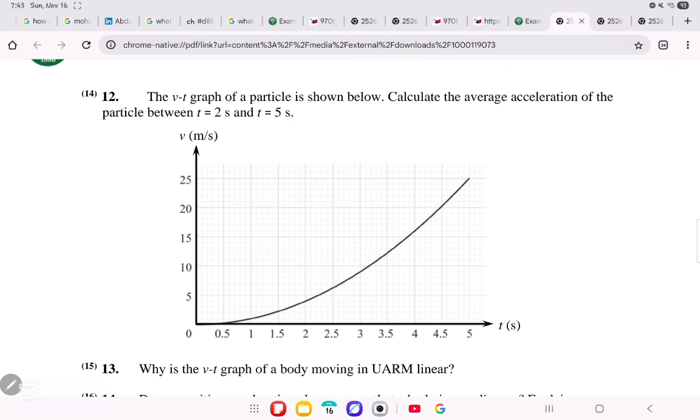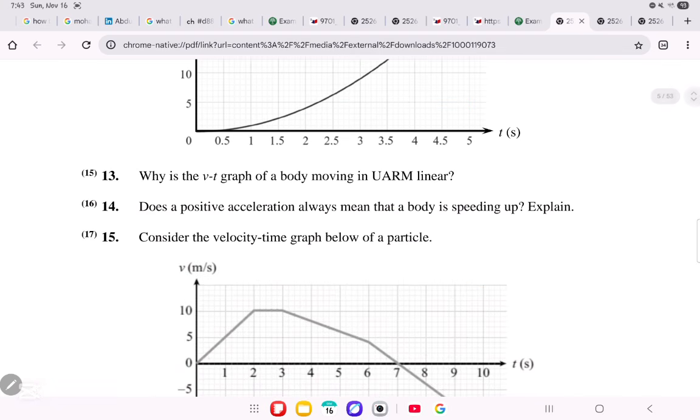Part 13. Why is the velocity time graph of a body moving in UARM linear? First of all, what does UARM mean? It means uniform accelerated rectilinear motion, meaning we have a constant acceleration.